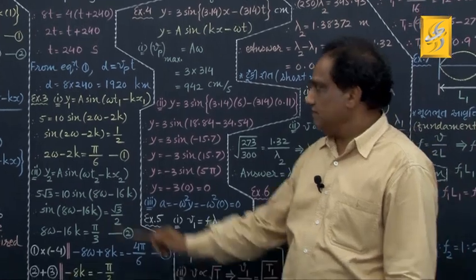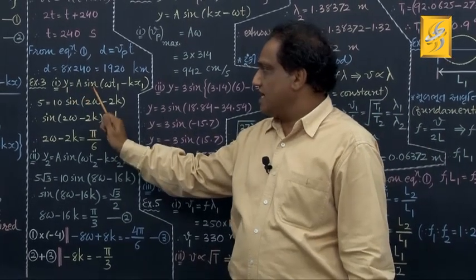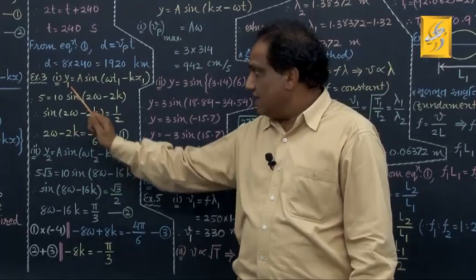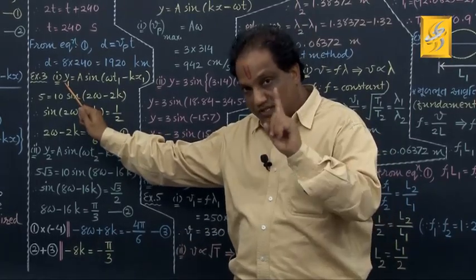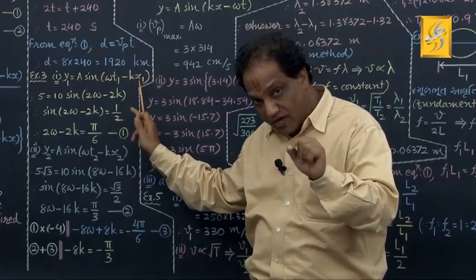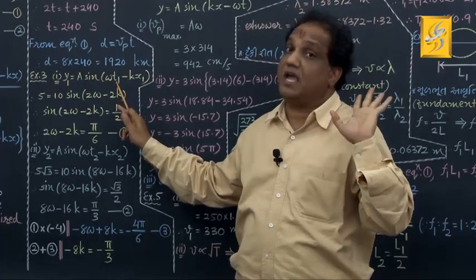Y1 equals A sin of omega t1 minus kx1. What is it? It is the displacement produced in that particle which is located at distance x1 from the origin of the wave at the end of t1 time.